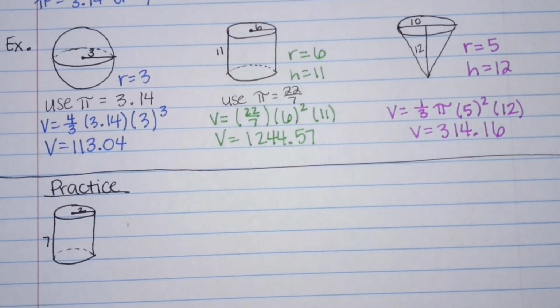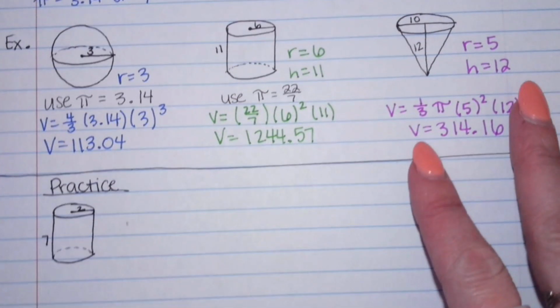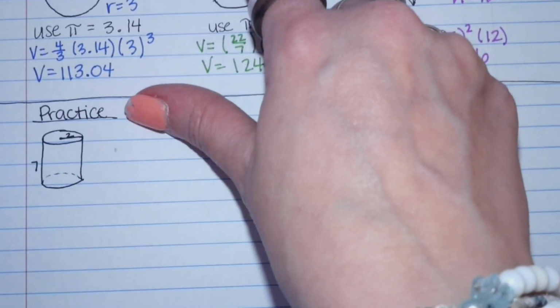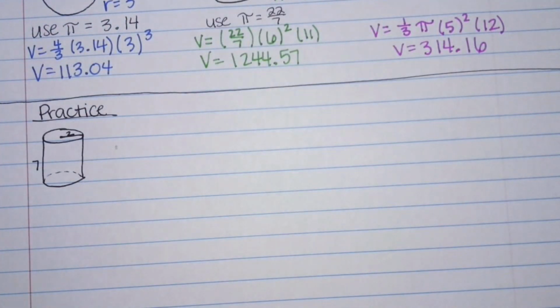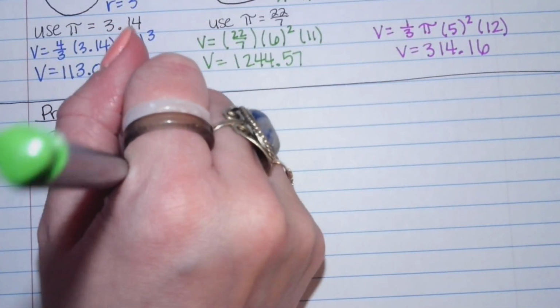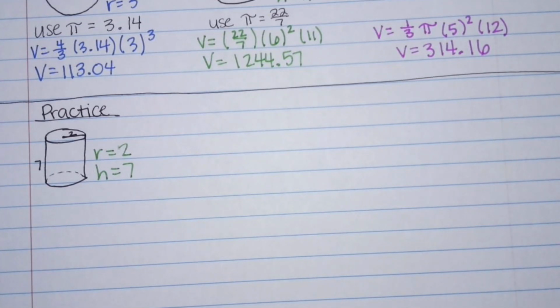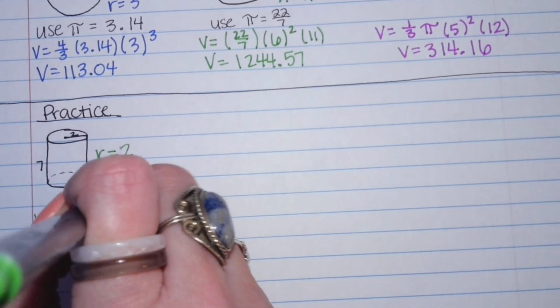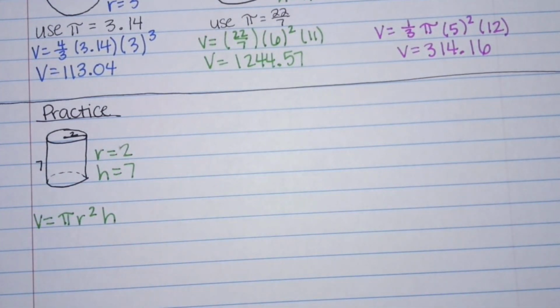We can identify this shape as a cylinder. Our cylinder formula is pi r squared h. So we need to know the radius and the height. The radius is marked here. If that's hard to see, that is a 2, and the height is 7. Go ahead and write out the volume formula equals pi r squared h. And let's try this one, leaving our answers in terms of pi.